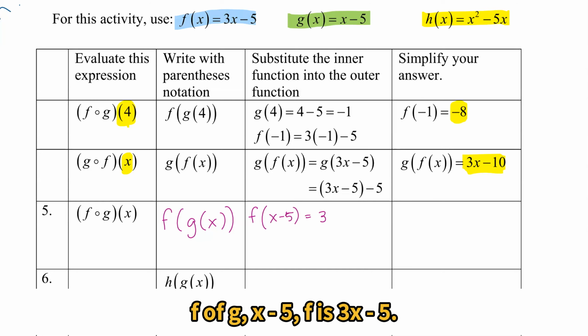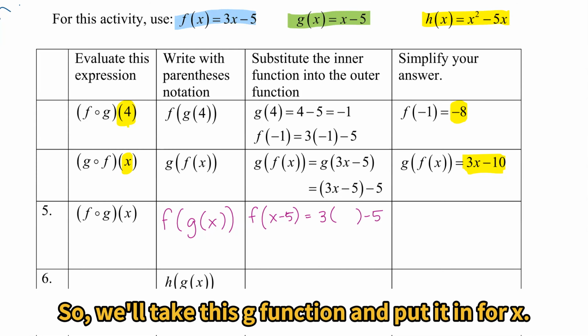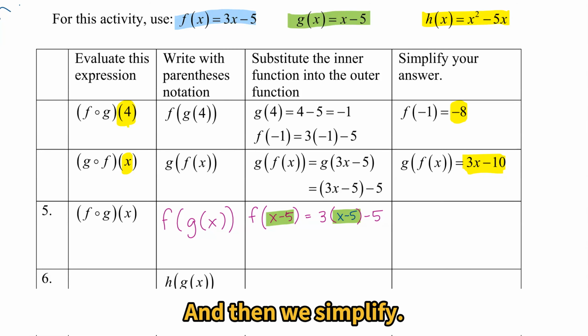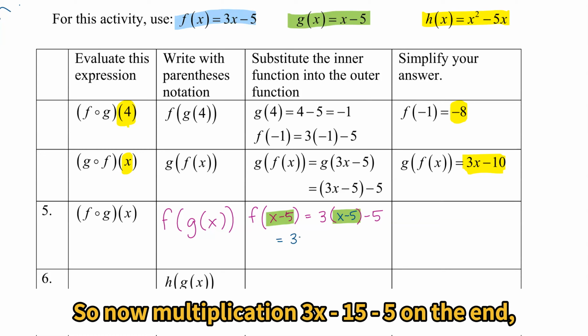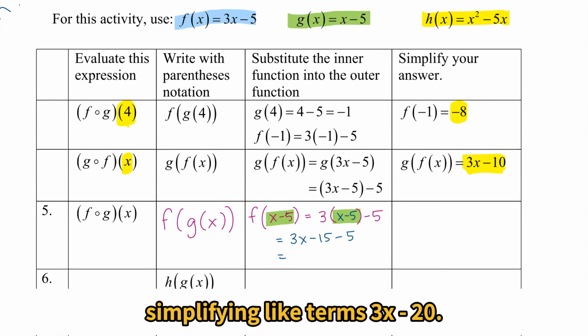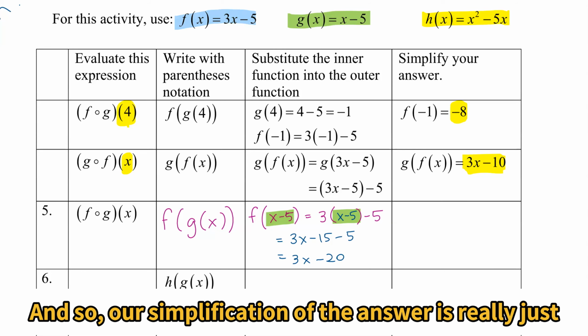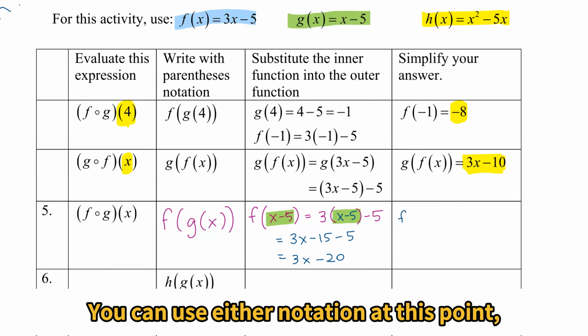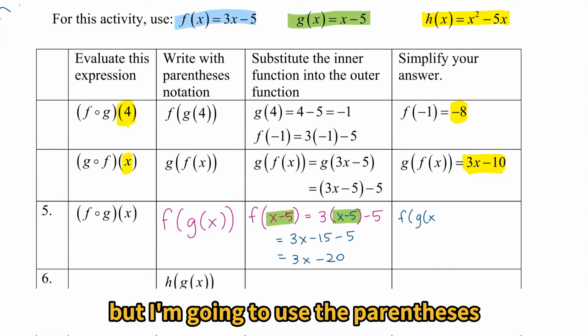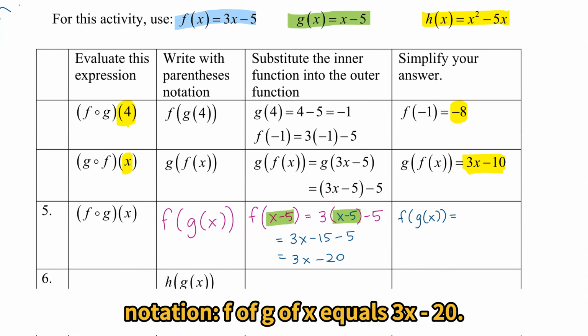f is 3x minus 5. So we'll take this g function and put it in for x. And then we simplify. So now multiplication, 3x minus 15 minus 5 on the end. Simplifying like terms, 3x minus 20. And so our simplification of the answer is really just a restatement. You can use either notation at this point, but I'm going to use the parentheses notation. f of g of x equals 3x minus 20.